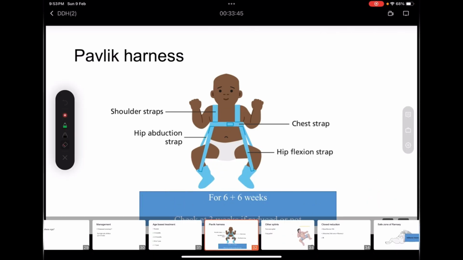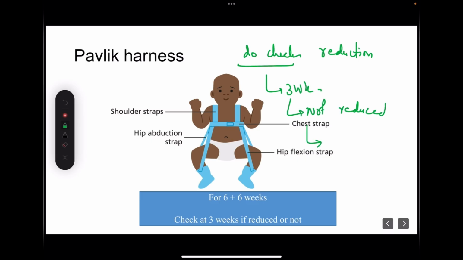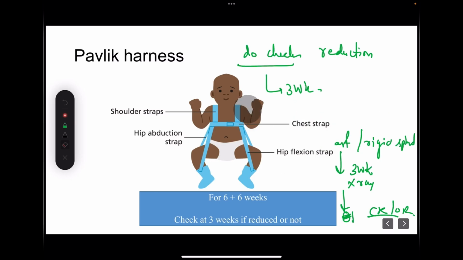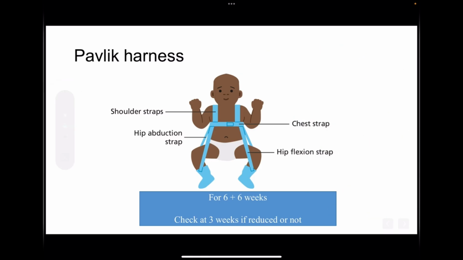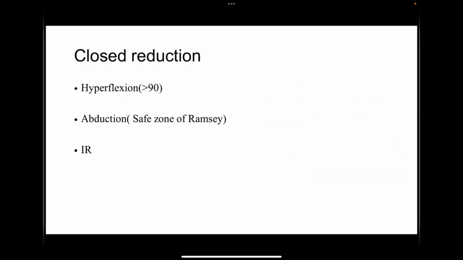And obviously, as we have already discussed, after application of the Pavlik harness, we check reduction at 3 weeks by a plain radiograph. If not reduced, do apply either hip spica, that is a cast, or a rigid splint. Even after that, if we repeat the X-ray at 3 weeks and it is not reduced, then we go for either CR or OR, that is closed reduction or open reduction. This diagram is showing the von Rosen splint, and this is the Craig splint.